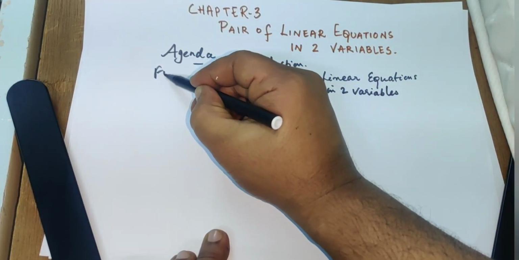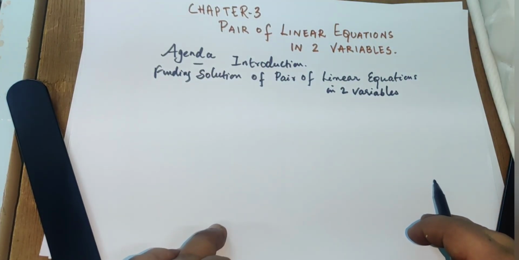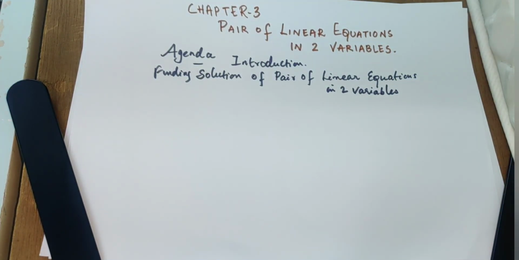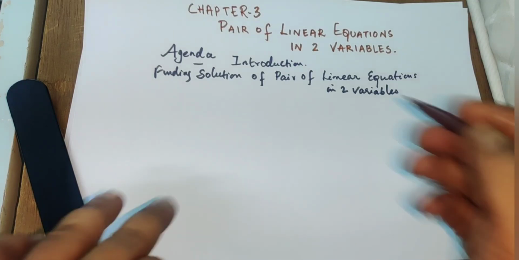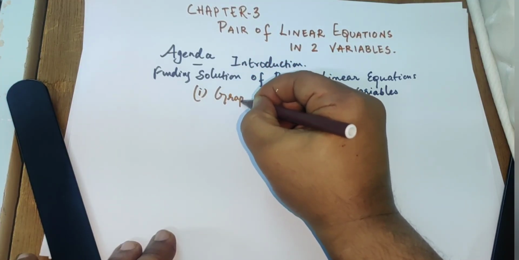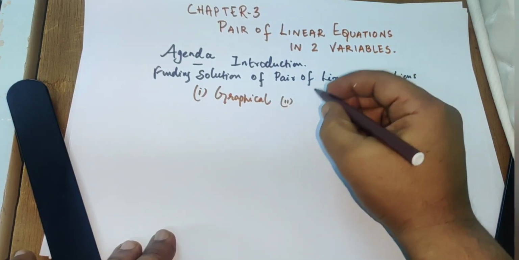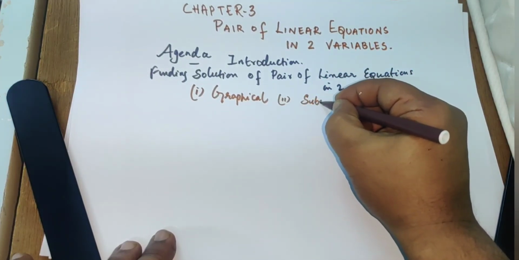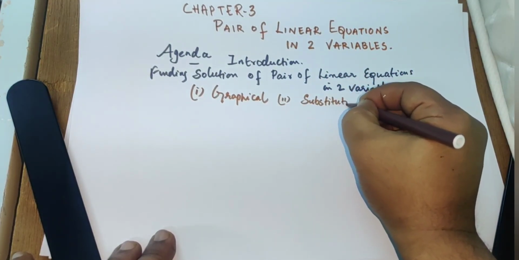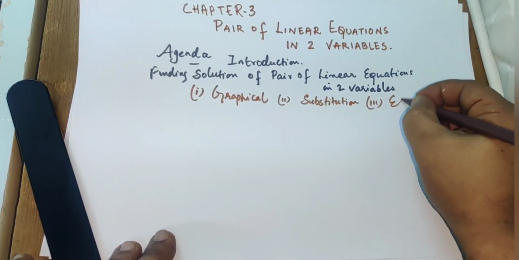Finding solution of pair of linear equation in two variables. There are three ways of finding solution that we are going to be seeing. First one is graphical method. Second one, substitution method. And third one, elimination method.